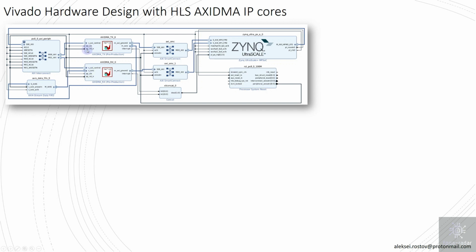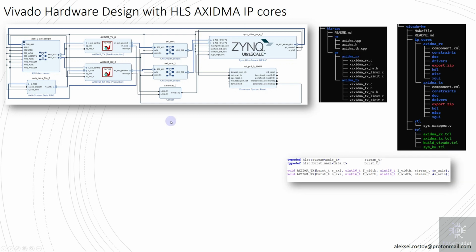And besides that, there are two AXI controls. These are AXI Lite interfaces that allow communication with the IP cores from the processing system. Besides that, I have an interrupt connected to the interrupt controller of the processing system. It's a standalone application for a remote processor. Okay, so let's go further.